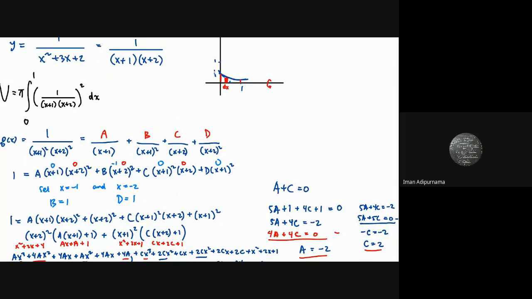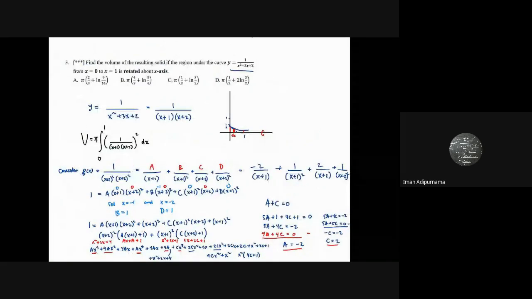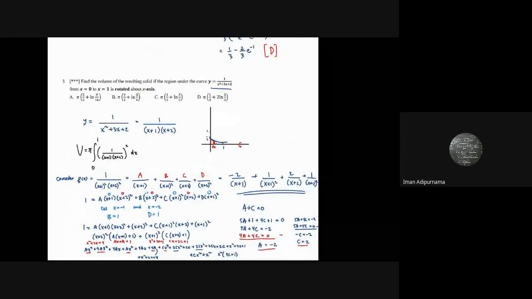So we can write in the equation: this will be equal with -2 over x plus 1, plus 1 over x plus 1 squared, plus c is 2 over x plus 2, and d will be 1. Now we can solve this in our integral. Let me write in the next page. Okay, it takes too long.